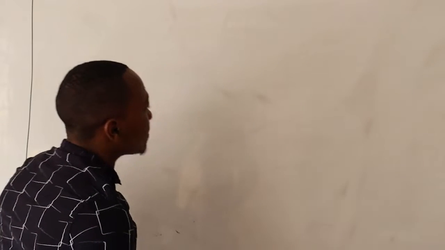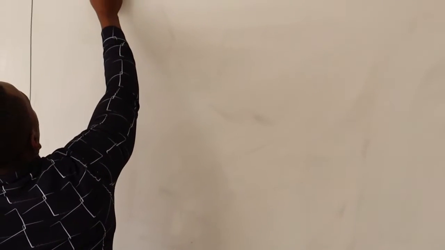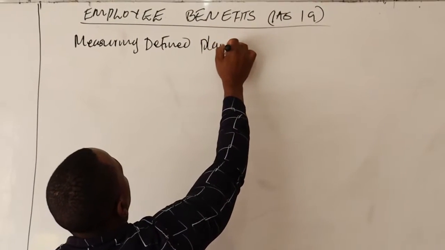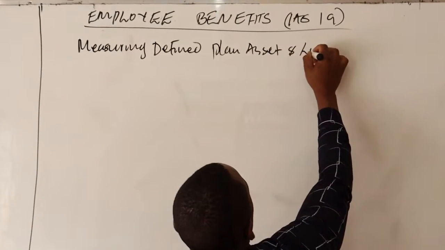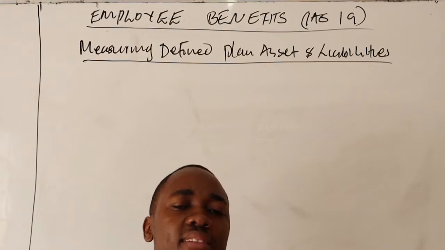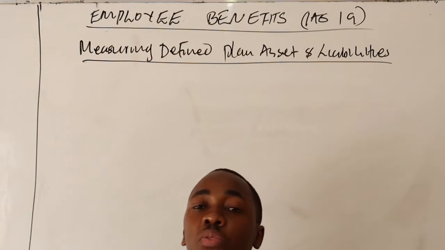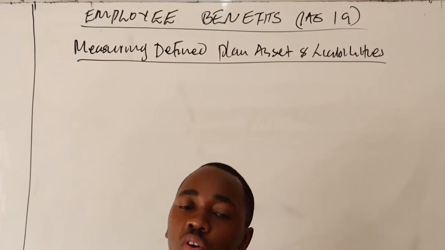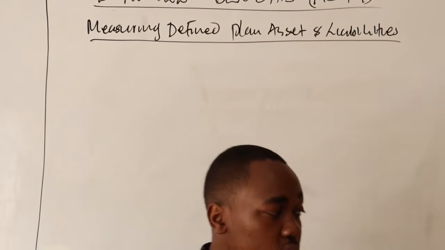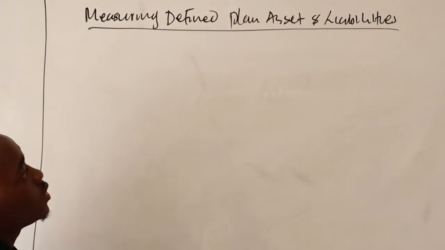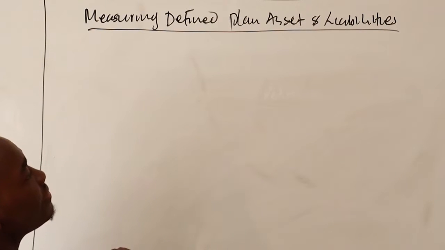Good. So now let's look at measuring defined asset and liability. How do we measure asset and liability? So measuring defined plan asset and liabilities. In this case, the amount at the beginning of the year and the amount at the end of the year will be reconciled to determine whether there was an actuarial gain or an actuarial loss. That's what we call reconciliation. So the amount at the beginning and the amount at the end will be reconciled to determine the changes. So let's start with how we measure defined plan asset.